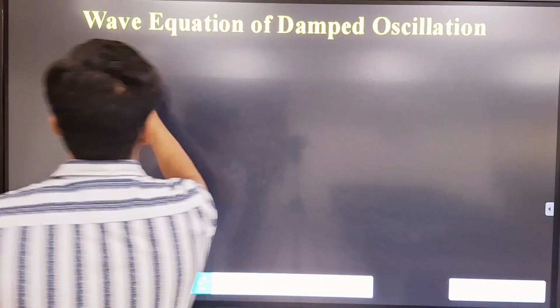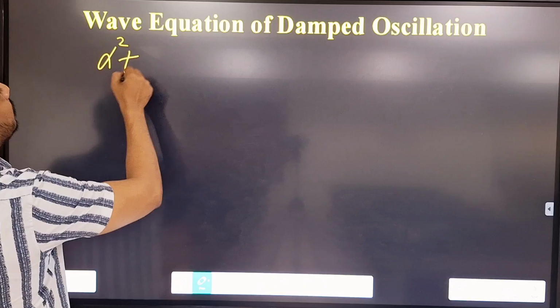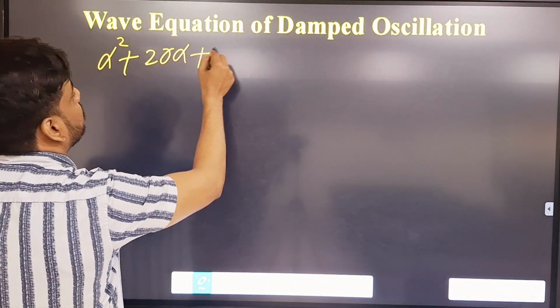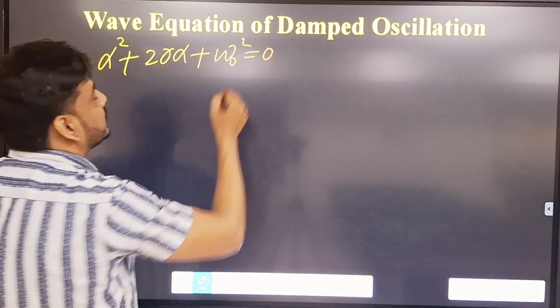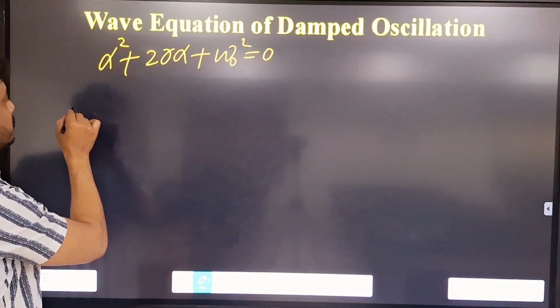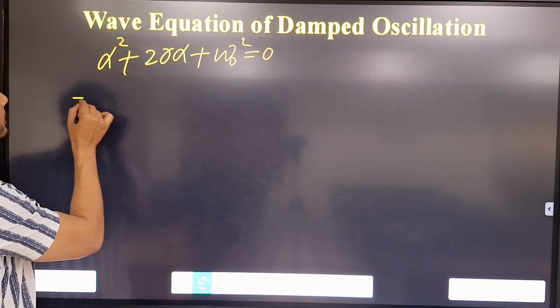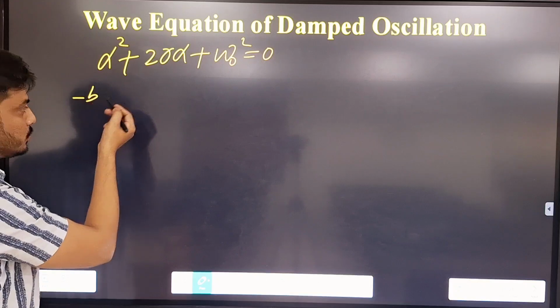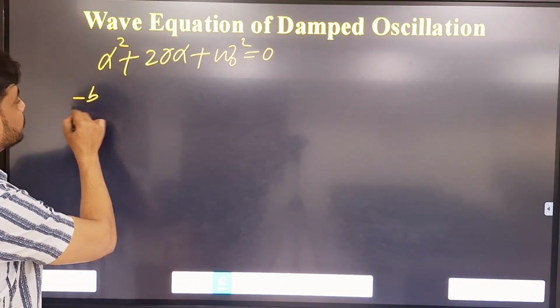We have the equation alpha square plus 2r alpha plus omega naught square equal to 0. We have to find the solution of this. This is a quadratic equation, and in a quadratic equation we have the formula: minus b plus or minus the square root of b square minus 4ac. Directly I am writing here.